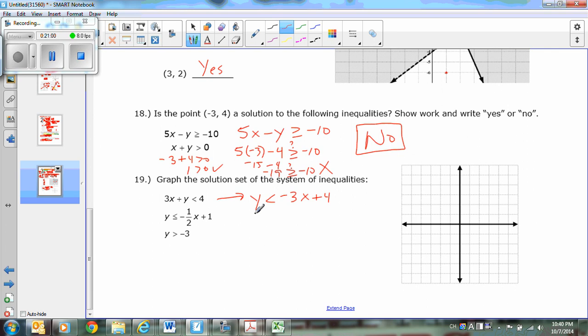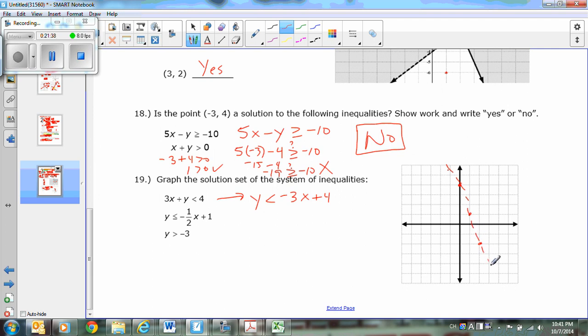So the boundary for this linear inequality has a y-intercept of positive 4 and a slope of negative 3, or negative 3 over 1. So I'm going to go down 1, 2, 3 to the right 1, down 1, 2, 3 to the right 1, and since I have a strictly less than symbol, I'm going to attempt to draw a dotted line through these points.